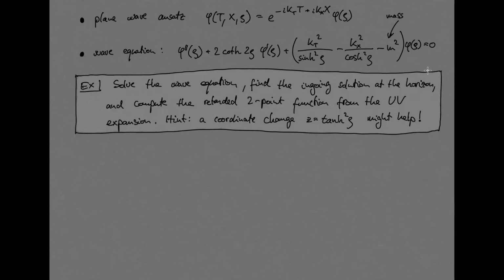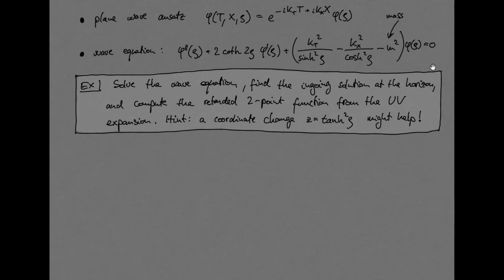Okay, so part of the exercise for you is that you should be able to derive the wave equation, which is given here. So phi double prime of rho plus 2 coth 2 rho, phi prime plus this expression here multiplying phi of rho, and that is equal to 0. And m is just the mass of the scalar field inside the BTZ space-time. Okay, so the exercise for you is to solve this wave equation. This you can do analytically.